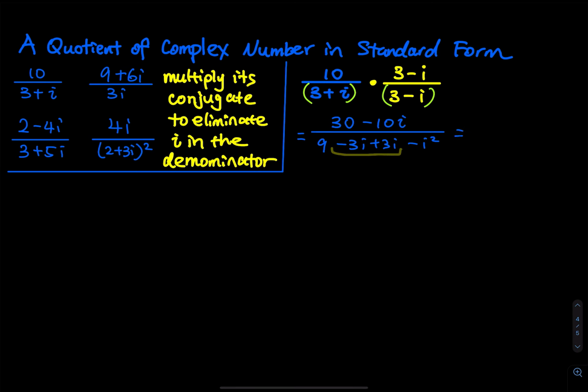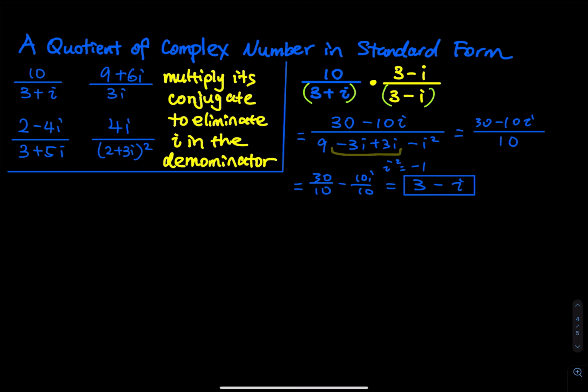And then the top, you have 30 minus 10i, and then the denominator, you have the i squared. So i squared is equal to -1. So you have 9 minus -1, which is equal to 10. And then as a result, that is equal to 30 divided by 10 minus 10i divided by 10. So this is 3 minus i. This is a complex number in standard form, and you don't see an i in the denominator.